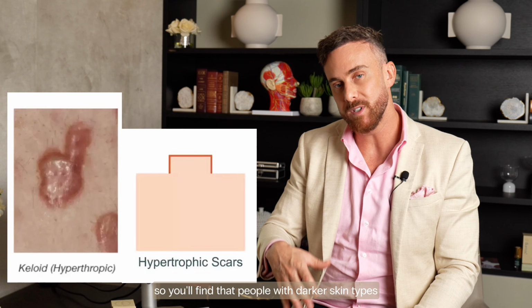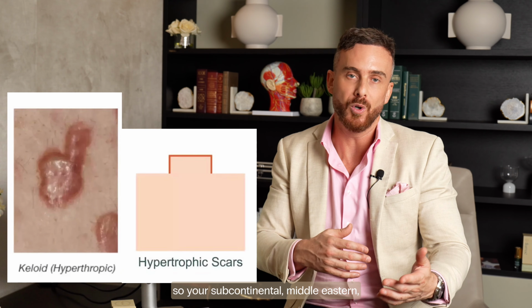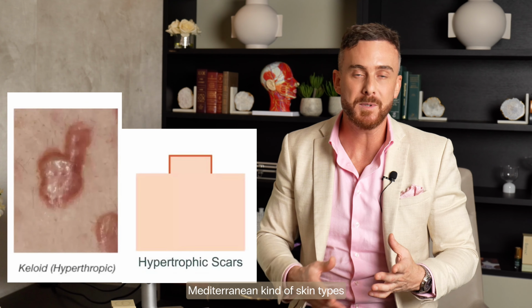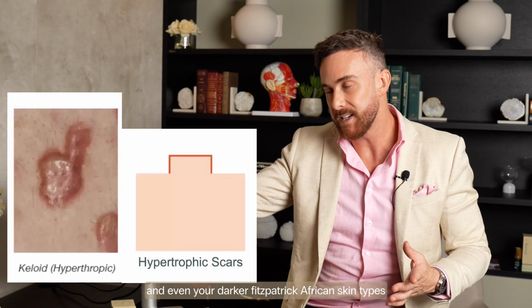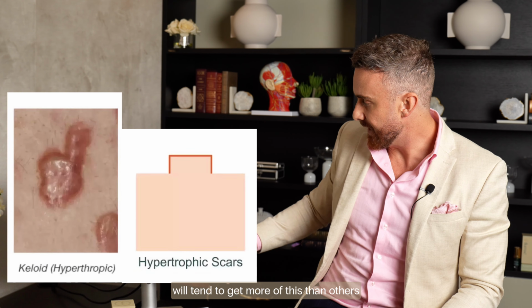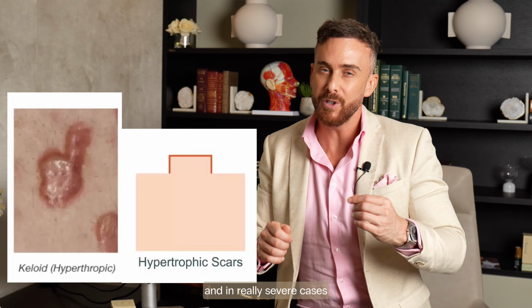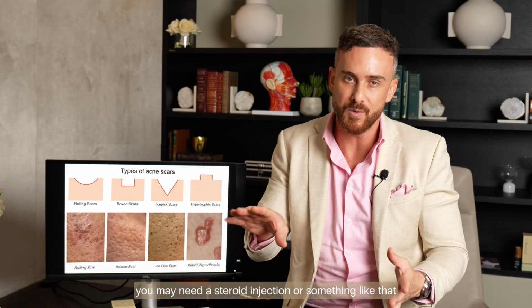You'll find that people with darker skin types, so your subcontinental, Middle Eastern, Mediterranean kind of skin types, and even your darker Fitzpatrick African skin types, will tend to get more of this than others. These kinds of scars can be treated really well with CO2 laser. In really severe cases, you may need a steroid injection or something like that.